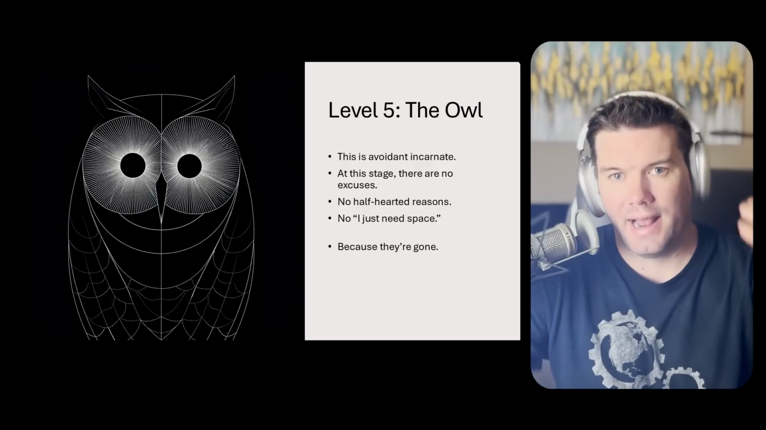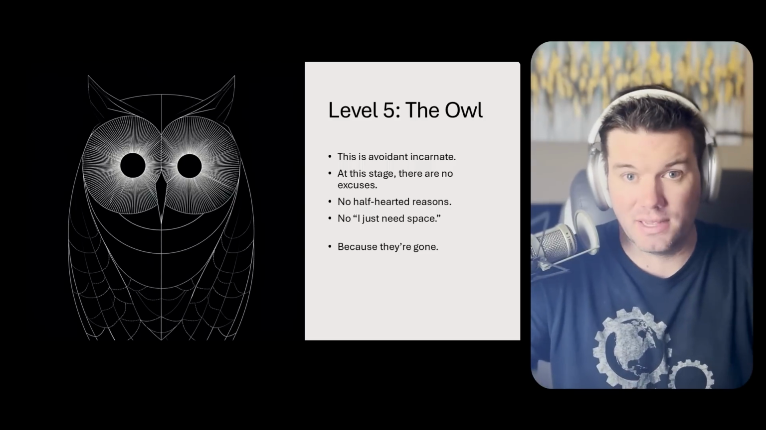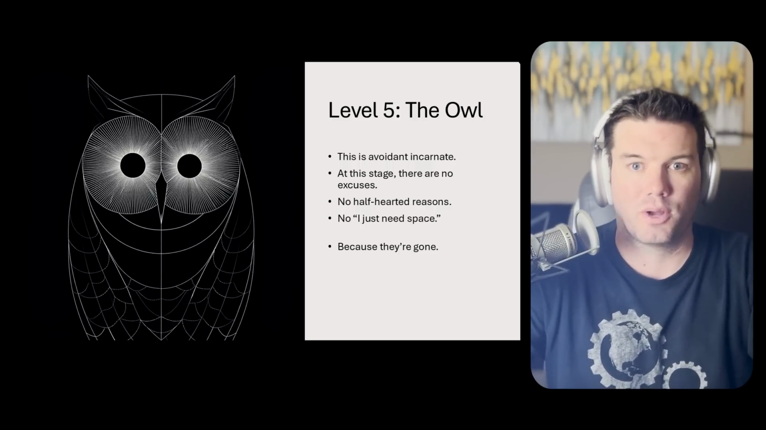Level 5 avoidants are the avoidant incarnate. They're kind of rare. It's a lot more likely that there's a misclassification going on where they think they have a level 5, but the reality is they have a level 4. We're going to use an owl to describe level 5. This is, of course, like I just said, the avoidant incarnate.